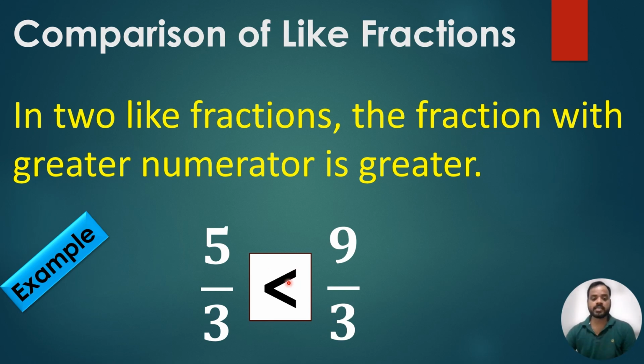Here see, the denominator is the same because these are like fractions. In the numerator, here it is 5 and here it is 9. So which is greater? 9 is greater than 5. Therefore, this fraction 9 by 3 will be greater than 5 by 3.